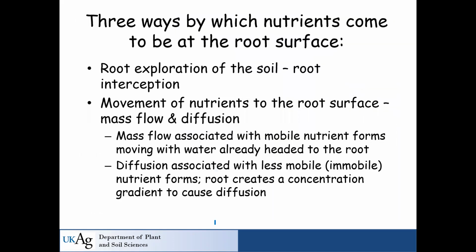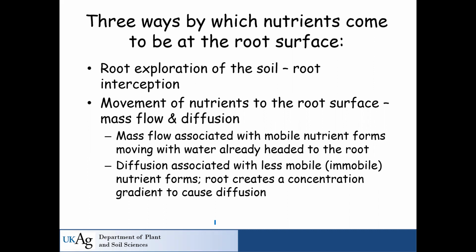Now, there are three ways in which a nutrient will come to be at the surface of the root and present itself for uptake. The first of those is literally as the roots explore the soil, as they move through the pores of the soil, the nutrients that are nearby are basically acquired through what we call root interception. It's not much different than if I'm moving through a room and I grab something off a table as I go past it.